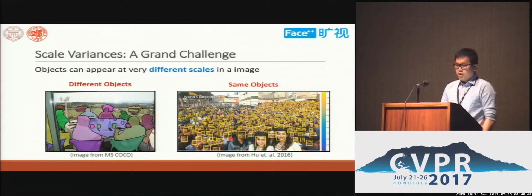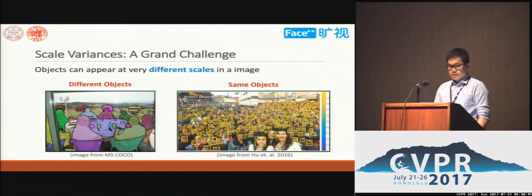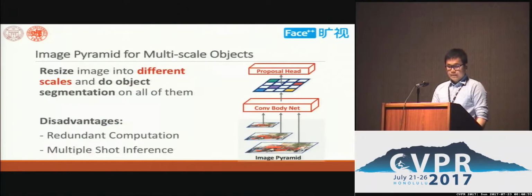For object proposal, a grand challenge is scale variance, because different objects, as well as the same objects, can appear at very different scales in one single image, as you can see in the following two examples. A typical approach to tackle this challenge uses an image pyramid, where an image is resized into different scales and input into an object detector repeatedly. However, such a procedure involves large redundant computation.